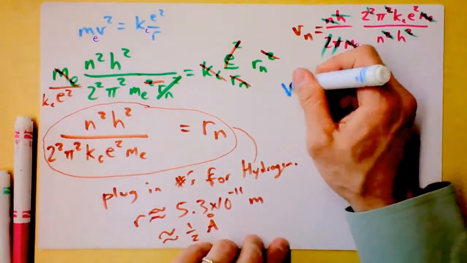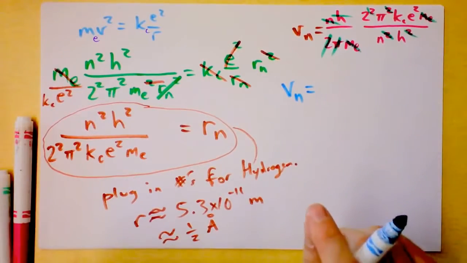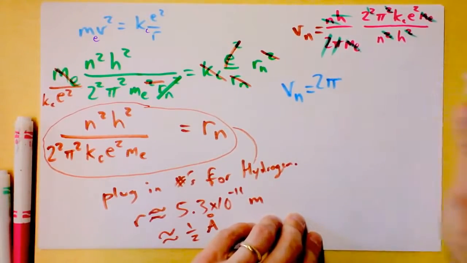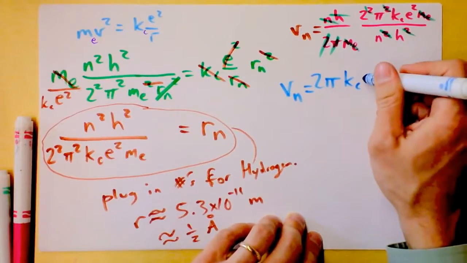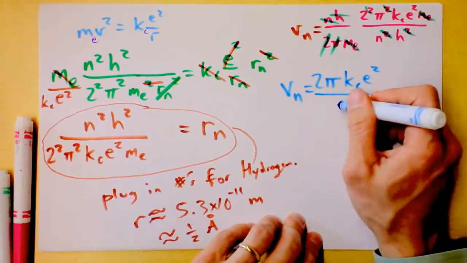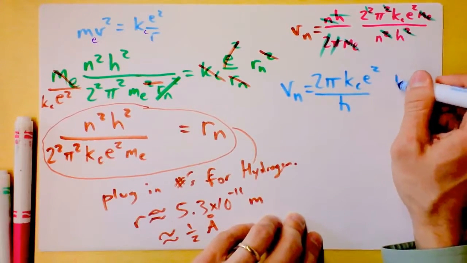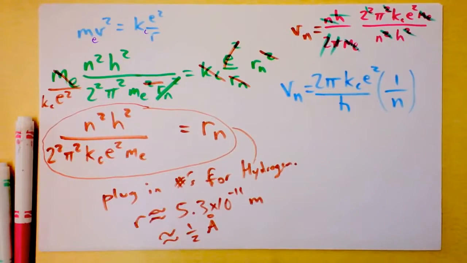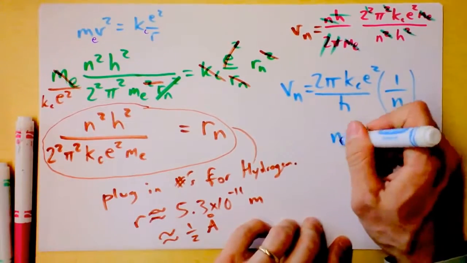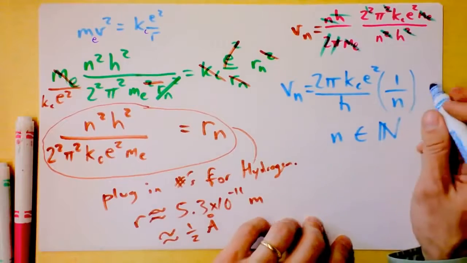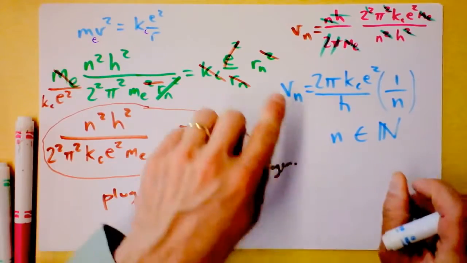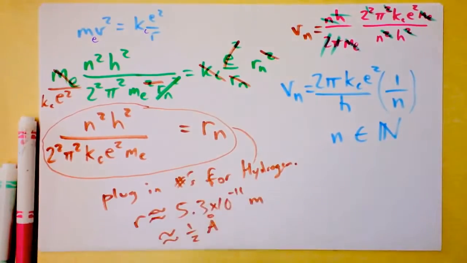This says the speed of the nth orbit of an electron in a hydrogen atom will be 2 pi times the Coulomb's constant times the fundamental charge squared divided by h. And then I'm going to pull out the dependence on n because it's a little bit of a separate thing, and I multiply it by 1 over n. Let me check my notes and see if I made any mistakes. Yep. Oh, that's awesome. Good job. Now, n has to be a natural number, meaning that it is 1 or 2 or 3 or 4 or 5.